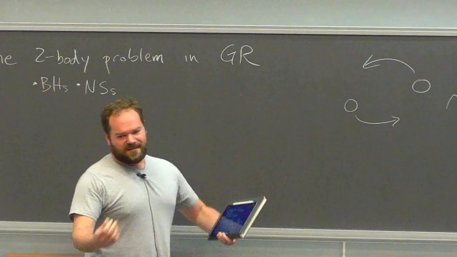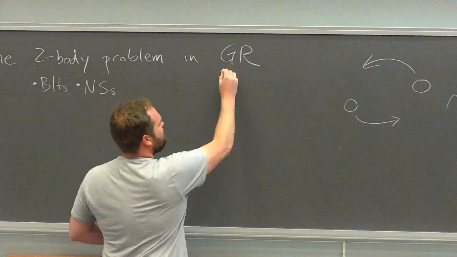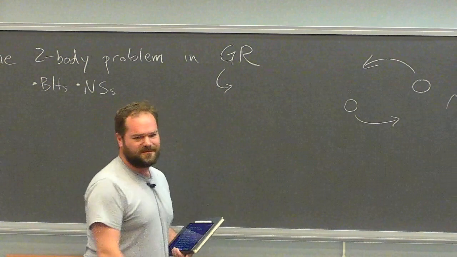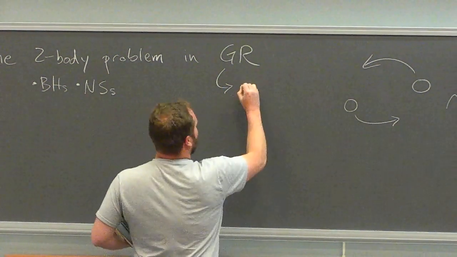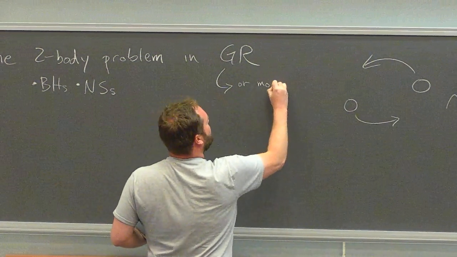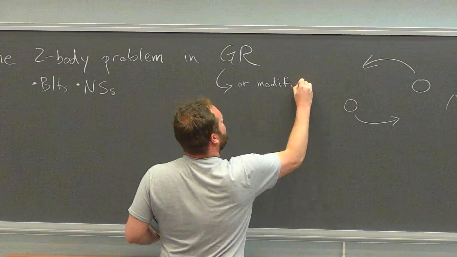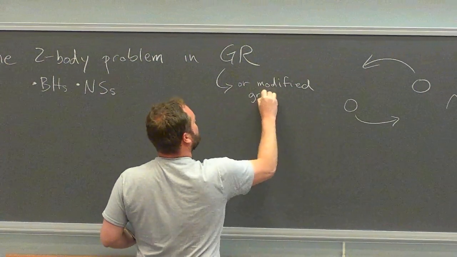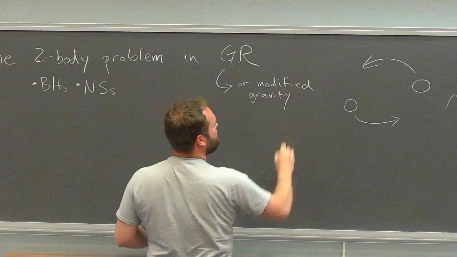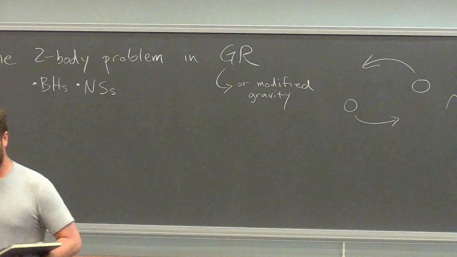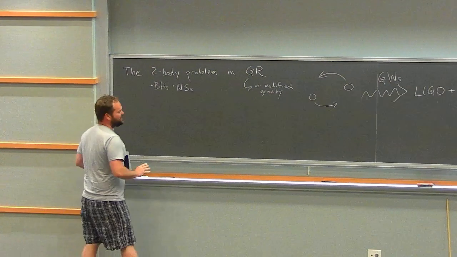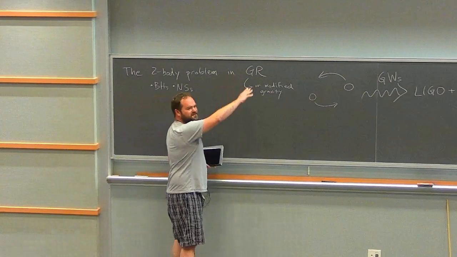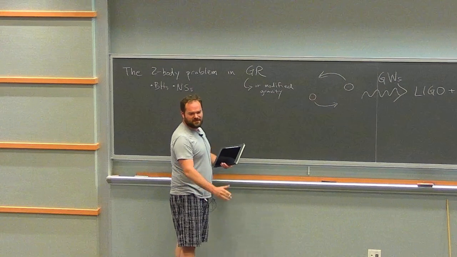This is also just the zeroth order problem. What if gravity is not described by general relativity at the relevant scales? Then we should have modified gravity, making it even more complicated. I'm not going to touch on that at all, because there's still lots of interesting things even if general relativity is right.